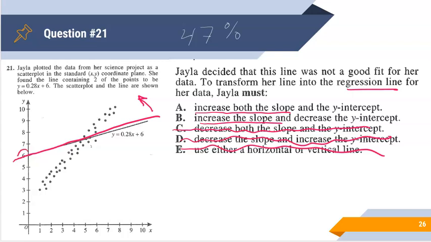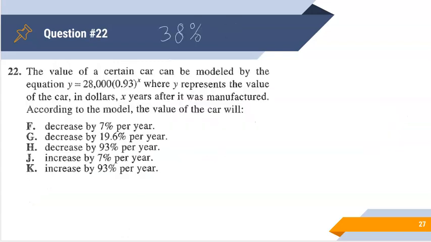Now the y-intercept is here. I think that y-intercept needs to get further down because I think it's going to be more like that. So I think we need to decrease the y-intercept. So the choice is letter B.